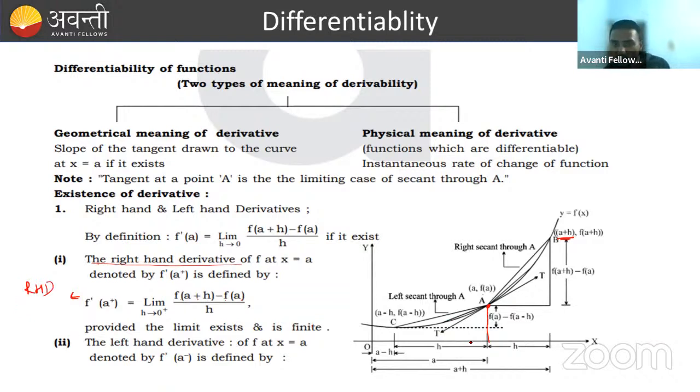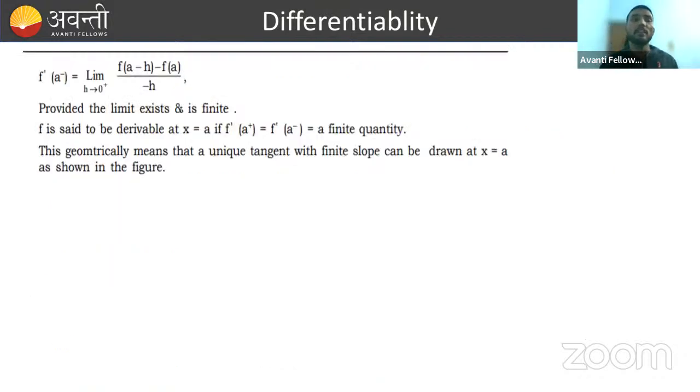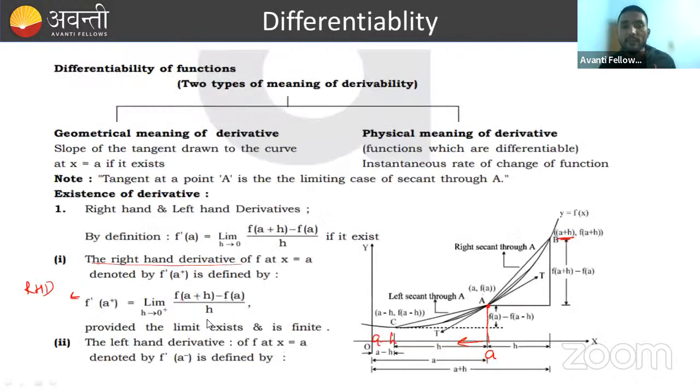Similarly, if we go to the left hand side, you can see there is a negative change. So first it was a, now it is a minus h. So definitely the change will be final minus initial, means a minus h minus a. So a will be cancelled out, it will be minus h. So that's why you can see in f dash a minus there is minus h, and in the right hand derivative it is plus h. Okay, so I hope you know this, right?